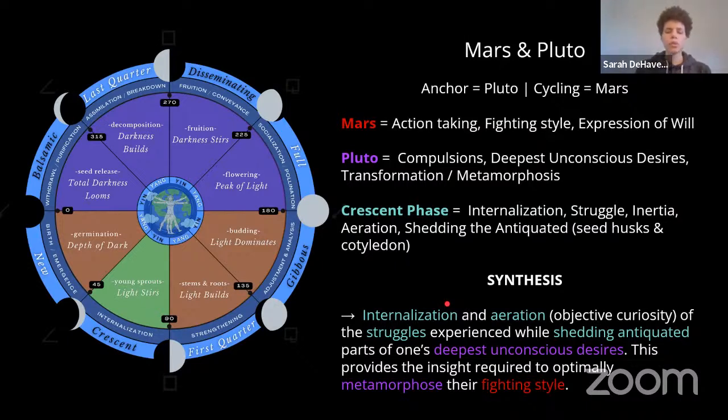Okay, so Mars and Pluto. Synthesize, go. Internalization and aeration, we could say, as objective curiosity, aka Gemini, right? Of the struggles experienced while shedding antiquated parts of one's deepest unconscious desires, Pluto. This provides the insight required to optimally metamorphose their fighting style, right? Through internalization and objective curiosity of the struggle so that they can shed antiquated parts that are holding back that little tender seedling that is wanting to establish itself in reality, through the archetypes here of Mars and Pluto, right?